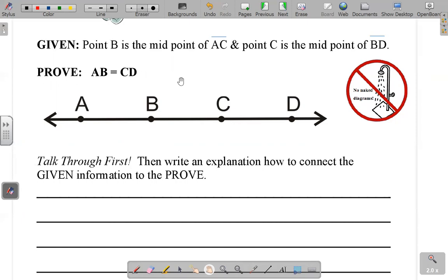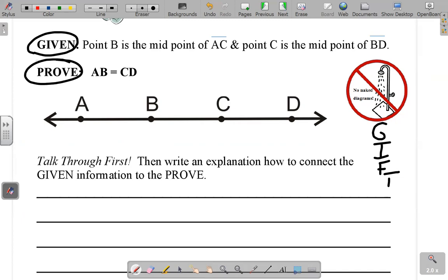Step number 1, say GIFT. What does it stand for, out loud? Given, Implied, Freebies, Talk through. Step 1, I'd like you to read those. Finger on paper, go.